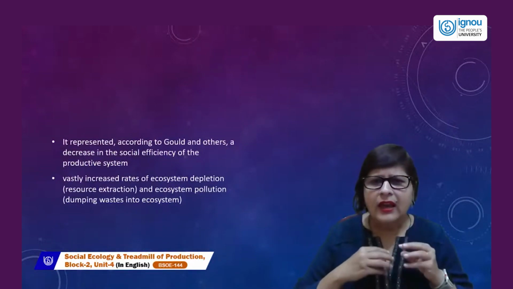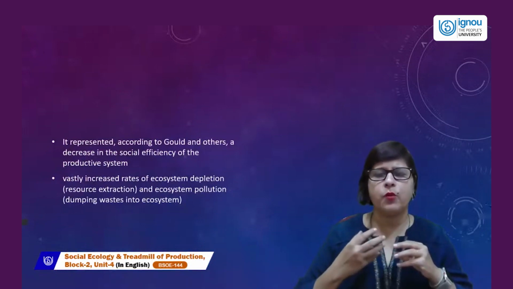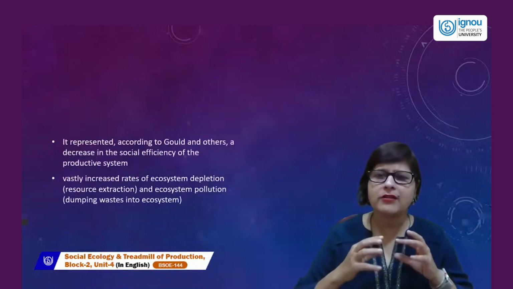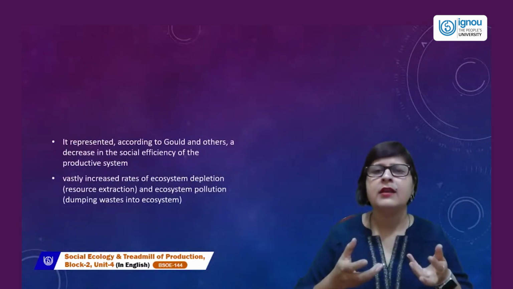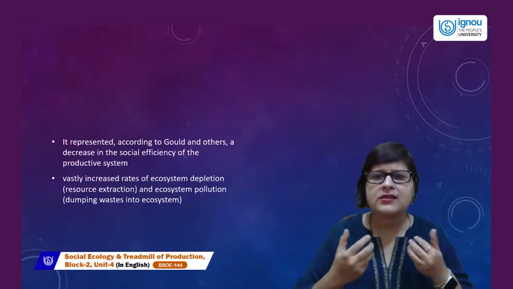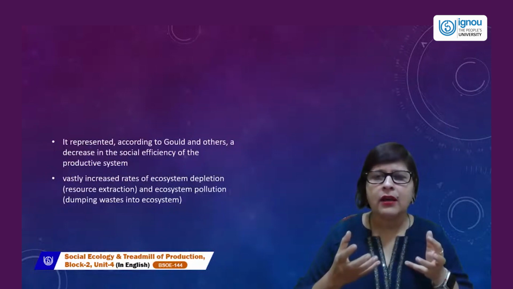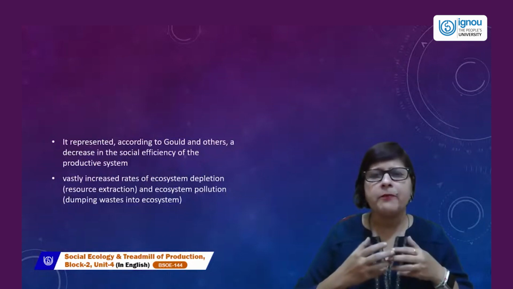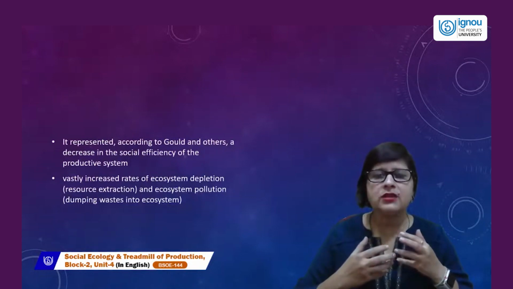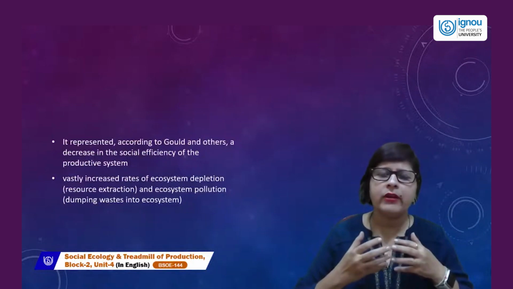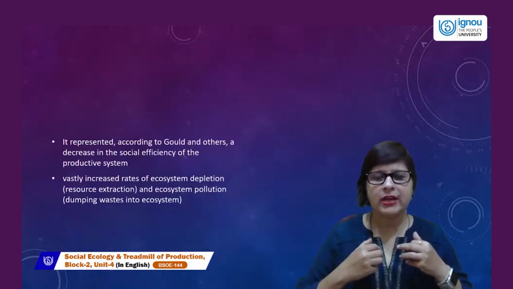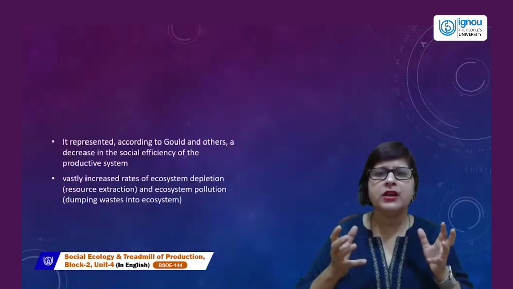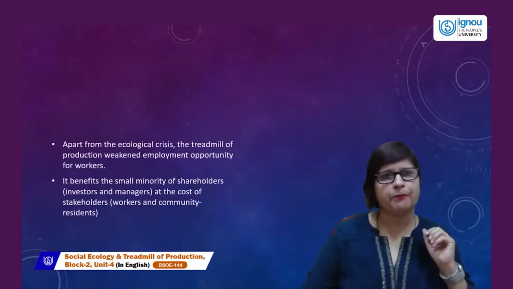So we are running at the same place. We are not moving forward. We are extracting, overusing our resources and dumping waste in the ecosystem, which means the social efficiency has gone down because in the name of industrialization or economic development, we are impacting our ecosystem, and this ecosystem in return is impacting our society, right? So there is a decrease in social efficiency of the productive system.